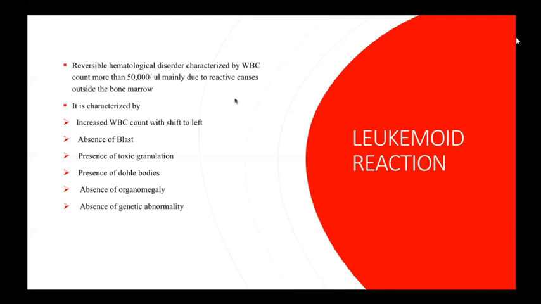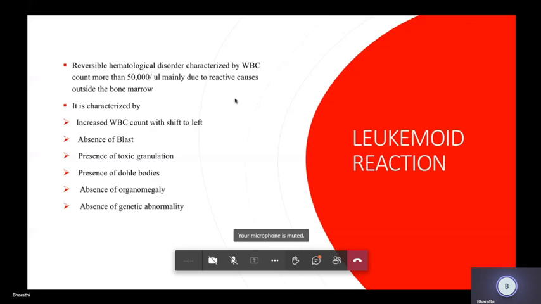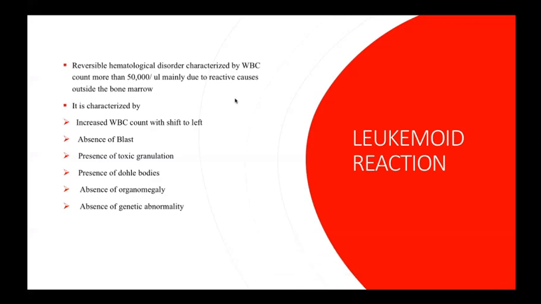Ma'am, the dark granules which are found in granulocytes in inflammatory conditions. Okay, in neutrophils, mostly they have fine granules, but when they become coarse and dark staining, that is a sign that they will release inflammatory cytokines and inflammatory enzymes. So it's toxic granulation. Presence of Dohle bodies.